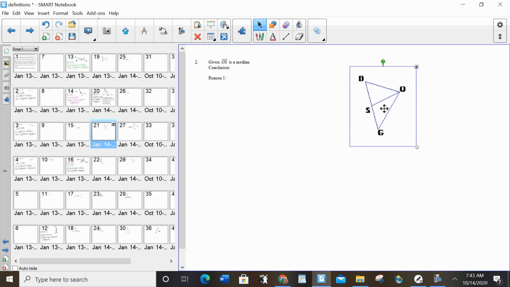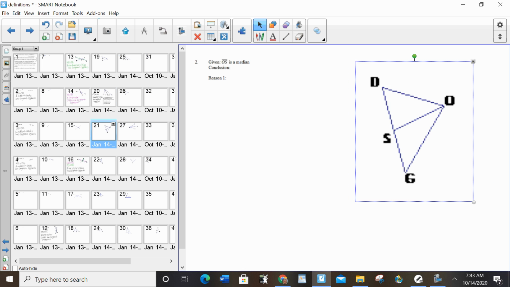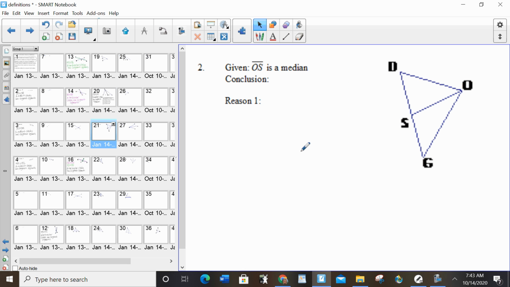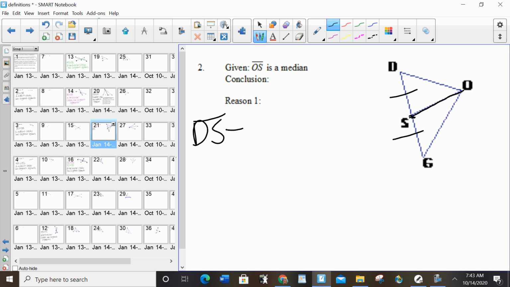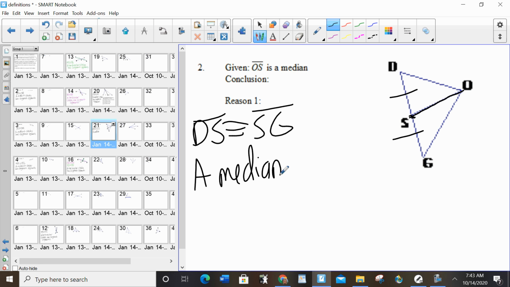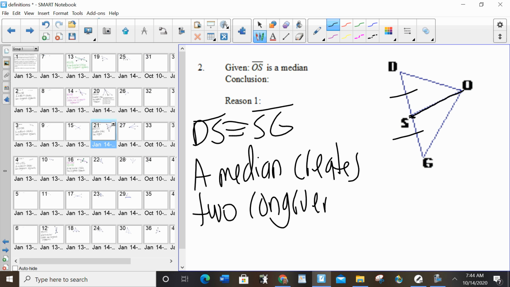Number 2, OS is a median. So, if OS is a median, I know that a median creates two congruent segments. Since OS is a median and S is a midpoint, my conclusion is that DS is congruent to SG. And my reason, a median creates two congruent segments.